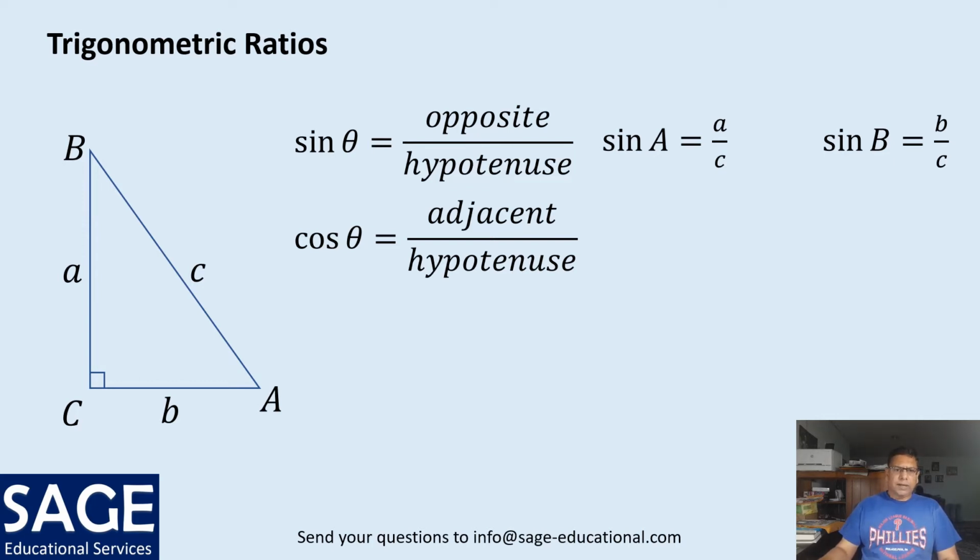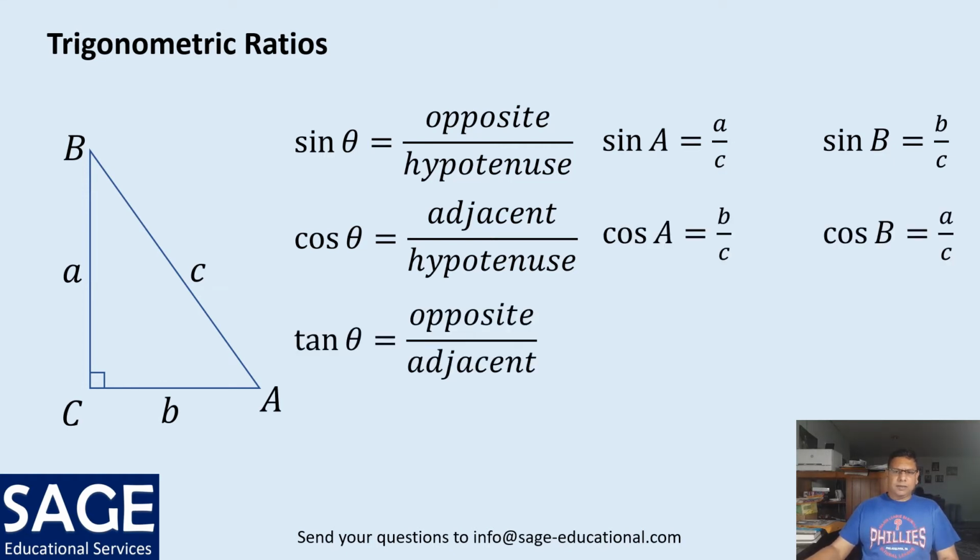The second ratio is cosine of an angle, which is adjacent divided by the hypotenuse. For angle A, the side which is adjacent to it, or next to it, is side B, and therefore cosine of A would be B divided by C. Similarly, the cosine of B would be A divided by C.